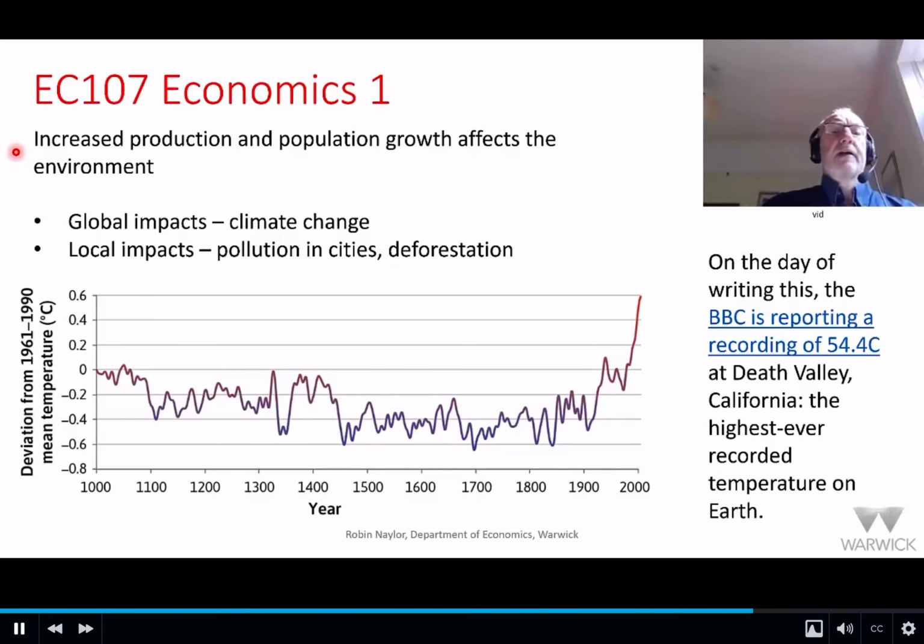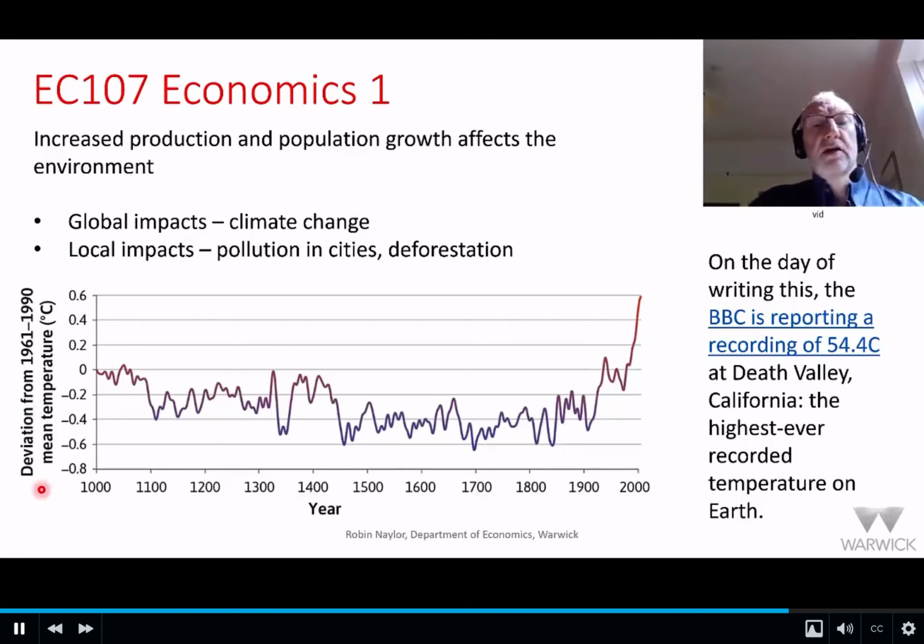But whilst increased production and increased efficiency in production associated with technological revolution were enabling an enhancement of average living standards in societies where technological revolution was occurring, there are also negative impacts to be taken into account. And increased production and the population growth that goes along with it affects the environment in various ways. So one of the global impacts of this is global climate change.